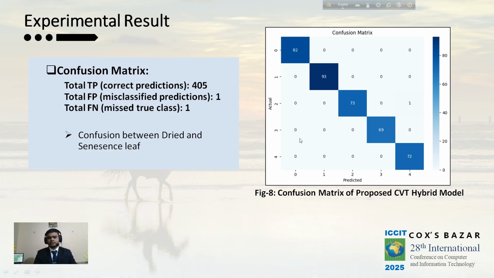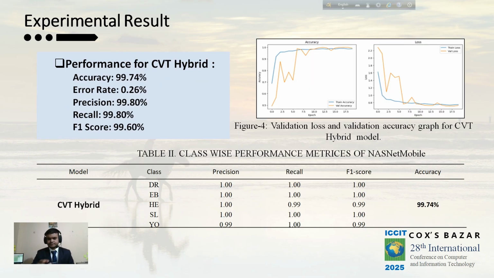This is the confusion matrix of our proposed CBT hybrid model. Here we can see that it can detect 405 samples out of 406. It misclassifies only one, and its confusion is only between the right and sentence leaf. And here is the loss and validation accuracy curve.